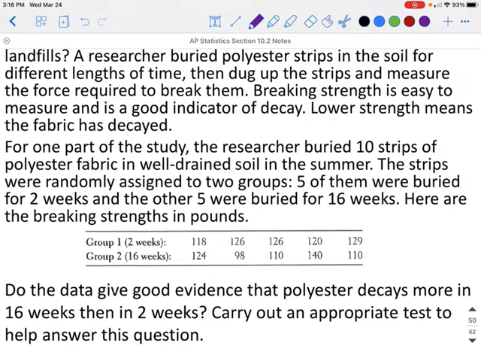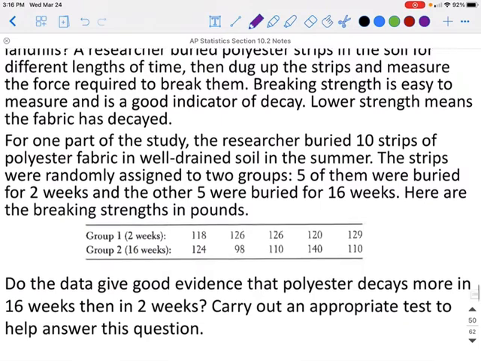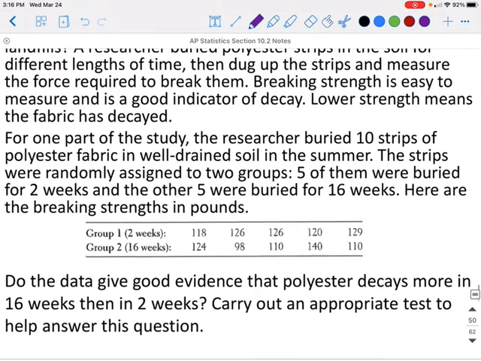For one part of the study, the researchers buried 10 strips of polyester fabric in well-drained soil in the summer. The strips were randomly assigned to 2 groups. 5 of them were buried for 2 weeks, and the other 5 were buried for 16 weeks. Here is the breaking strength in pounds for each group. Do the data give good evidence that polyester decays more in 16 weeks than in 2 weeks? Carry out an appropriate test to help answer this question.